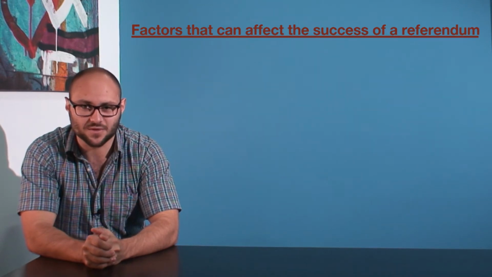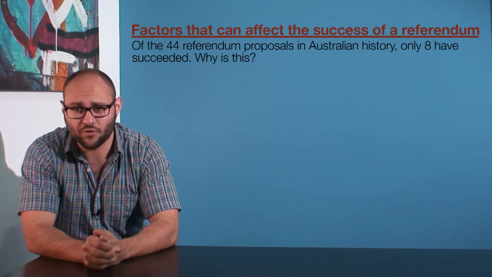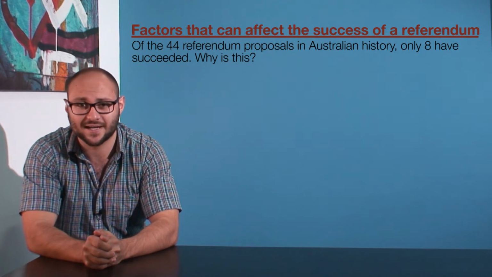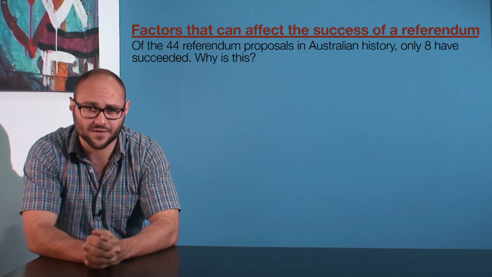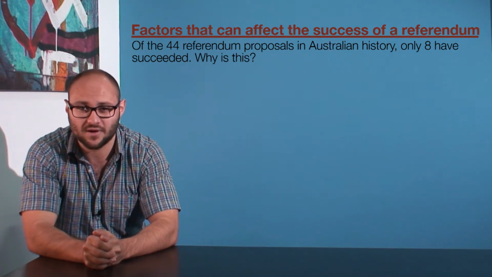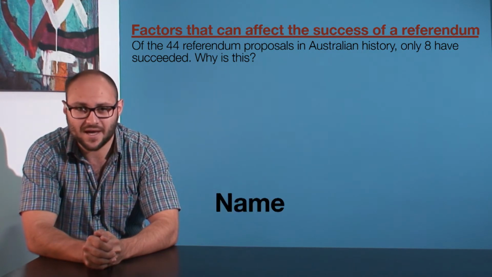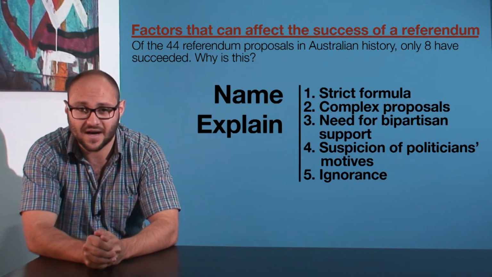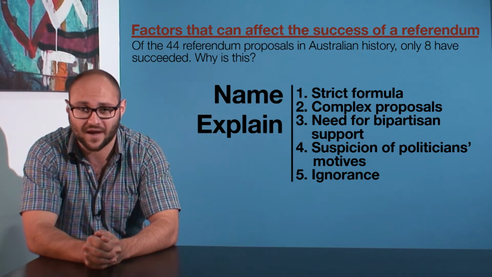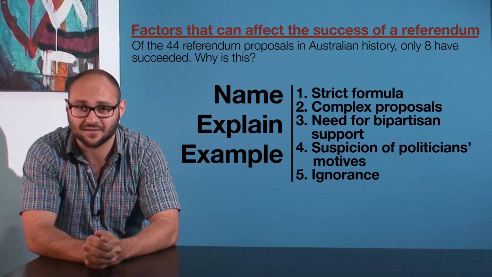An exam question will sound a little like this. Of the 44 referendum proposals in Australian history, only 8 have succeeded. Why is this? In other words, that question is asking why a referendum might fail. When revising for your exam, you need to be able to name and explain 5 reasons why a referendum might fail, using examples where you can.